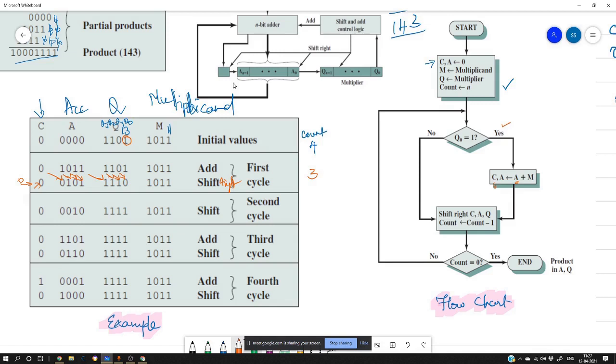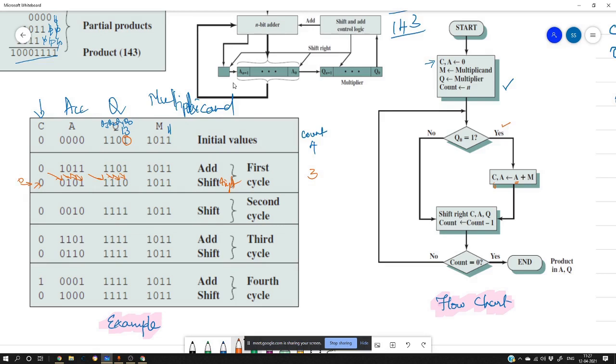Okay, and now after doing this addition, what do you do? Shift the contents of C, A and Q 1 position right. And the next step is to decrement the count value. And now check whether the count is 0. Is the count 0? No, we have some more bits to be considered in the multiplier. So if it is not 0, go back and repeat the same set of steps. The count is not equal to 0, so we just go back.